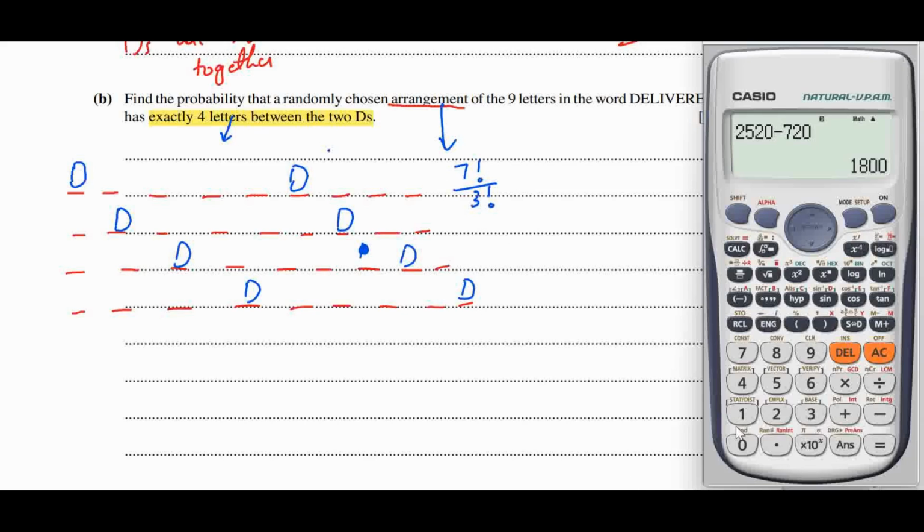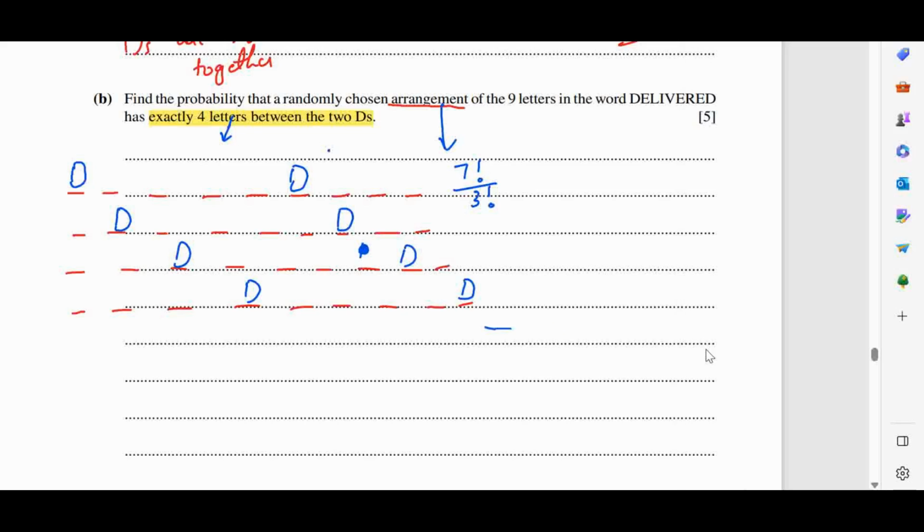So we can multiply it with 4. So let's see, 7 factorial divided by 3 factorial. So this will be equal to 840 multiplied by 4. So this will be equal to 3360.